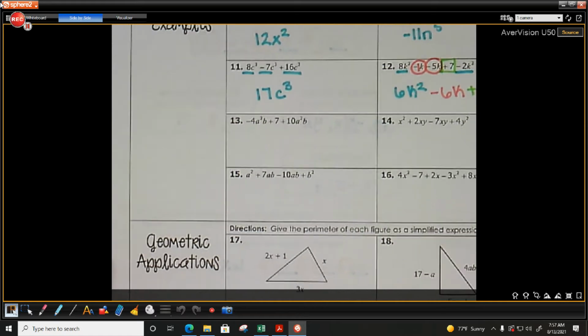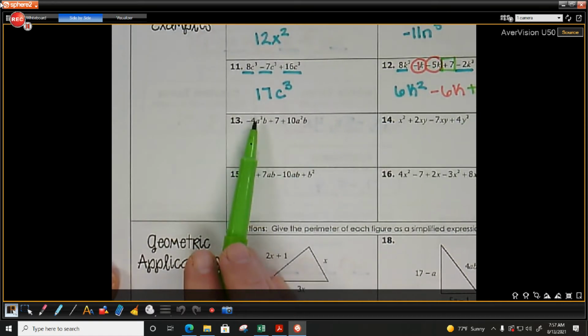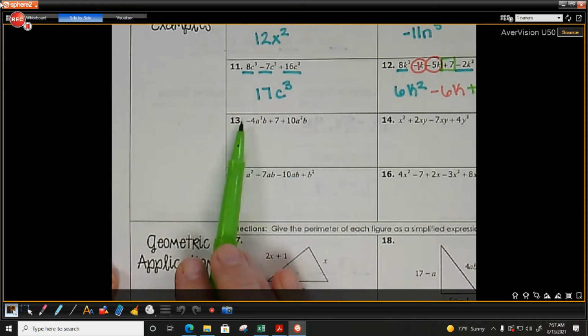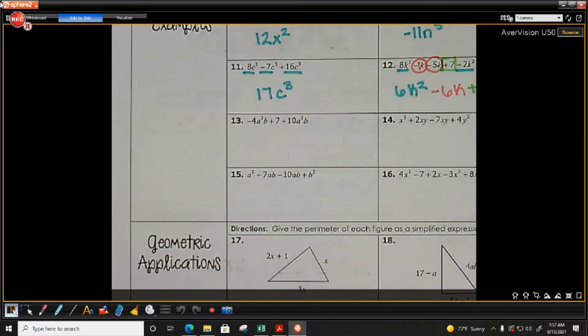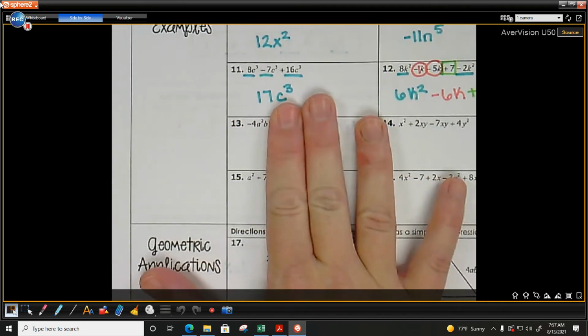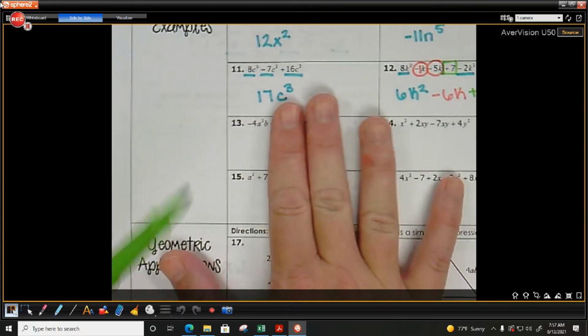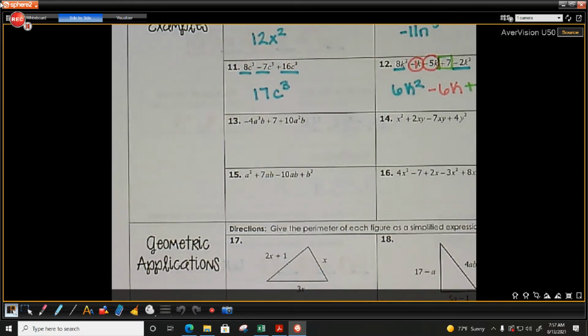Let's look at this next one. Ooh, this looks kind of tricky. I have a negative 4a squared b. That's all one term because it's all glued together. Terms are broken up by addition and subtraction signs. If I just look at that, is there a plus or minus anywhere in between the 4, the a, and the b? No, it's all glued together, meaning that's all one term. Okay, so I need to find another term that has an a squared b. Is there another term that has an a squared b?